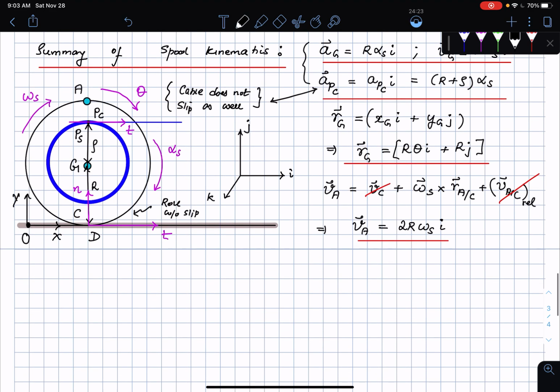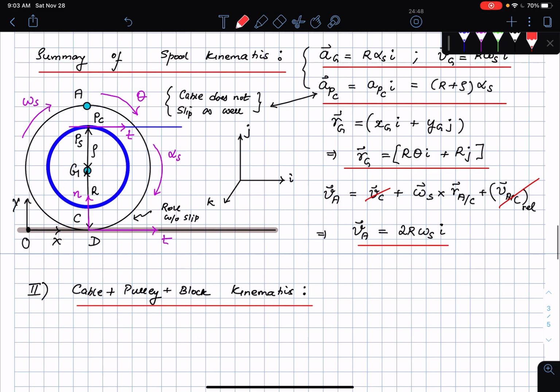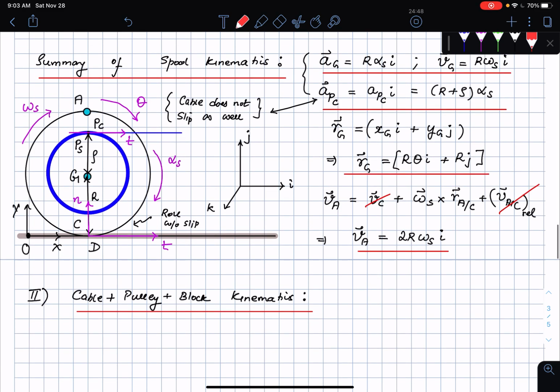Now I'm going to do the cable kinematics, cable pulley kinematics, plus the block kinematics. And once we do that, then all we have to do is draw the free body and kinetic diagrams and move on to completing the problem. Excuse me. So I go back and bring my main figure now.